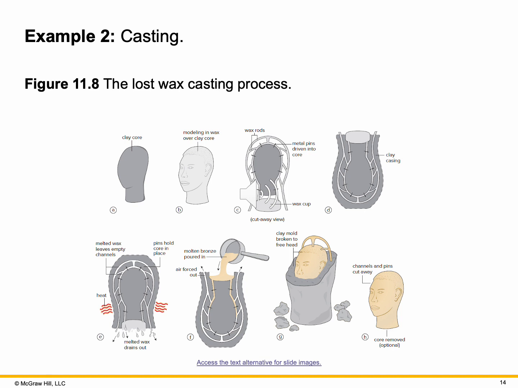When the metal has cooled, the mold is broken apart, freeing the head. The channels, now cast in metal as well, are cut away, and the clay core is removed, if desired, and the holes or other flaws are patched and repaired, and the head is ready for smoothing and polishing.